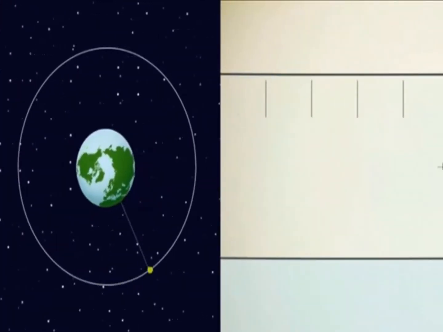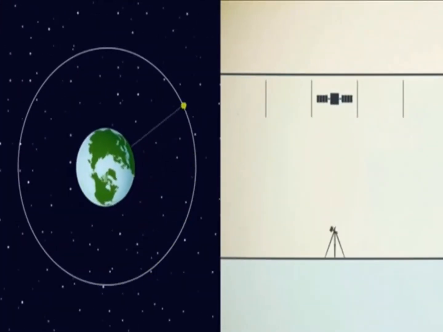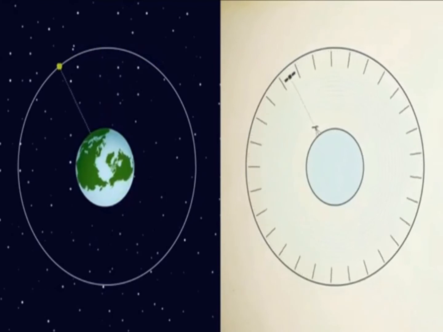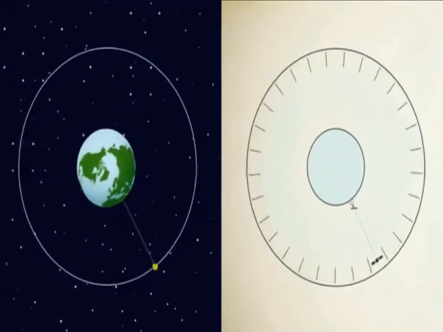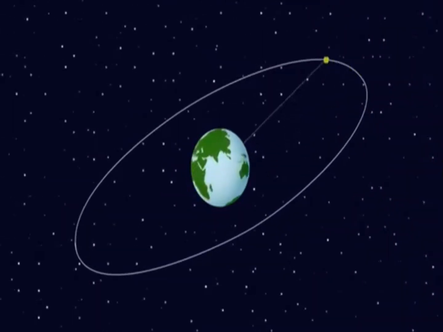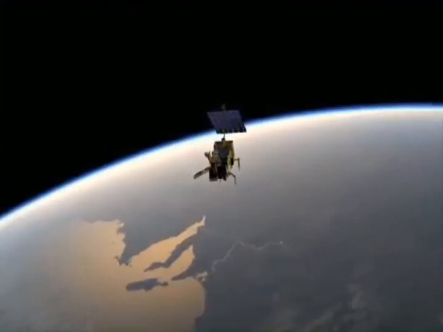The satellite would appear to stay still to someone watching it from the Earth's surface. This is very useful to scientists and technicians because they always know exactly where it's going to be in the sky.